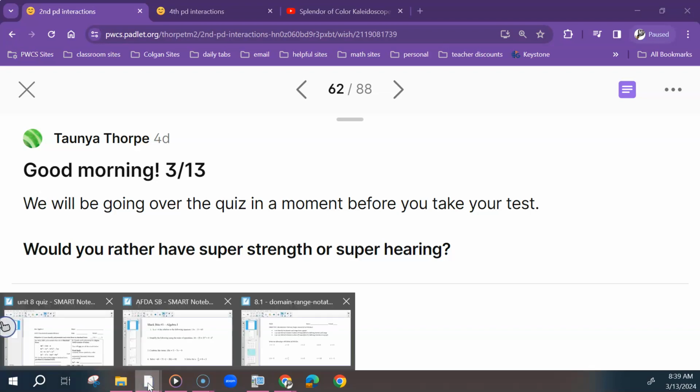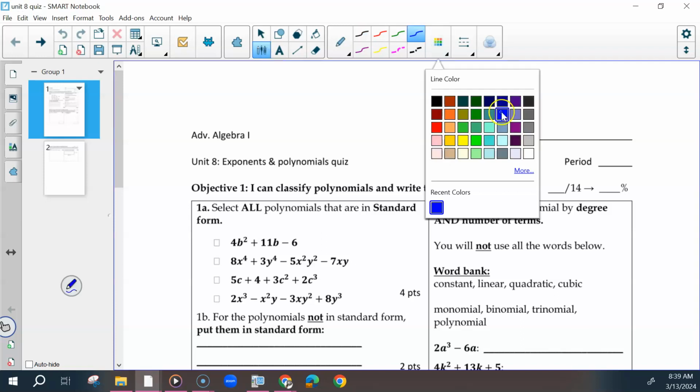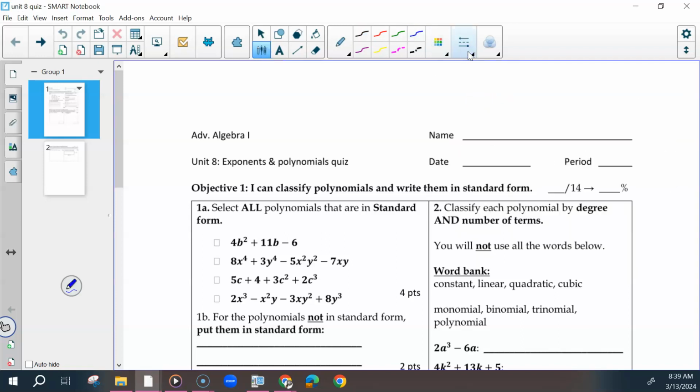May have. And then if you have specific things on your quiz, after that I'll go around and then you guys will take your test.